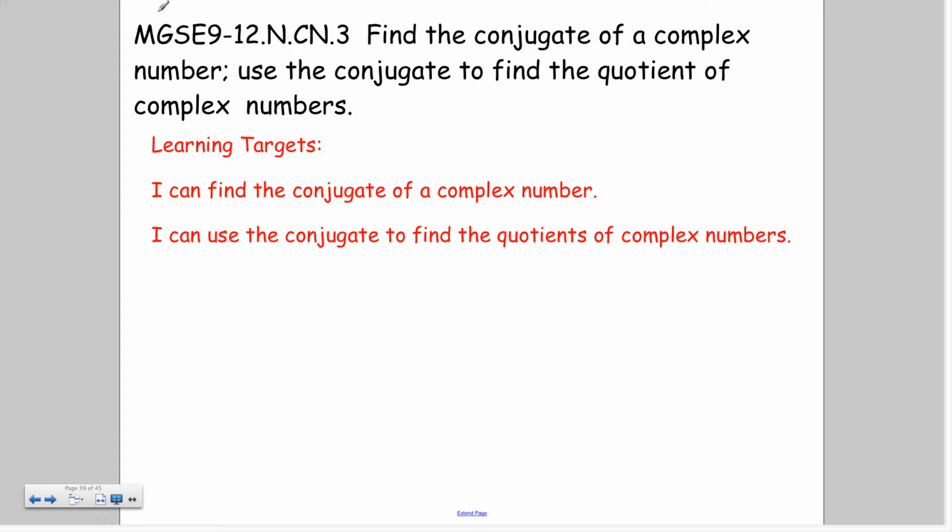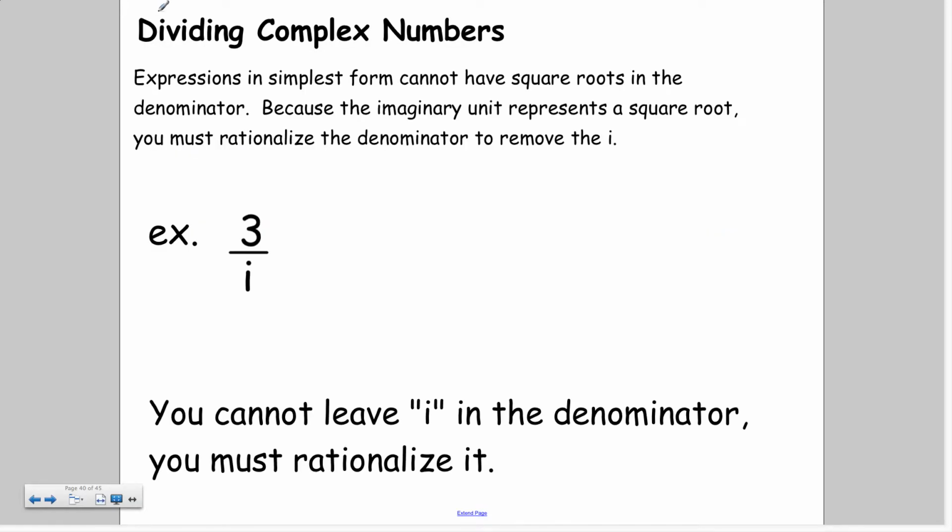All right, so this is the last lesson of Unit 1. We're going to be dividing complex numbers, and we're going to be finding the conjugate. Let's go ahead. Page 19 in your packet. So dividing complex numbers. Now, this is a little bit different than what you're used to doing in division, but it's okay. We're still dealing with the imaginary number, but we're going to get it in simplest form, okay?